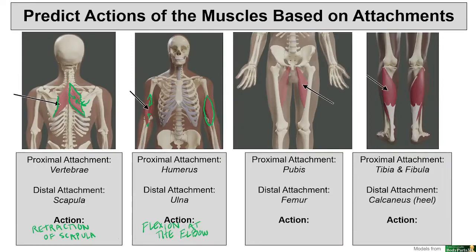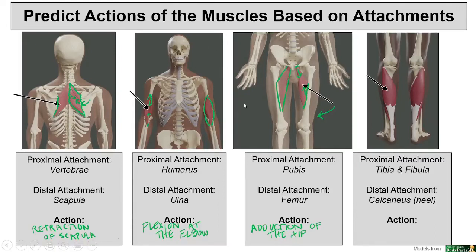The next one attaches to the pubis, part of the pelvic girdle there, and to the femur. So, shortening here, we would find an action where the femur comes closer to the midline. So what action is that? Adduction of the hip. You can also say adduction of the thigh. This cool muscle right here is named adductor longus. Nice name, isn't it?